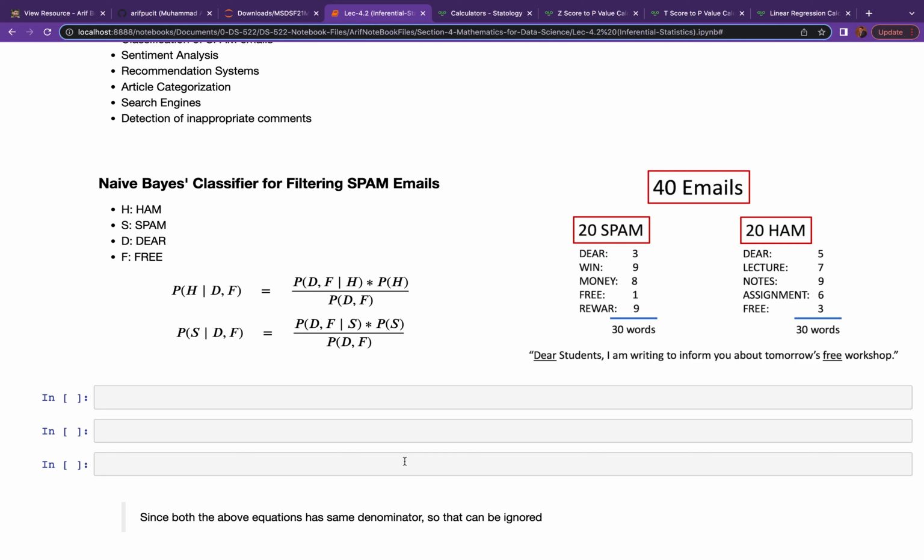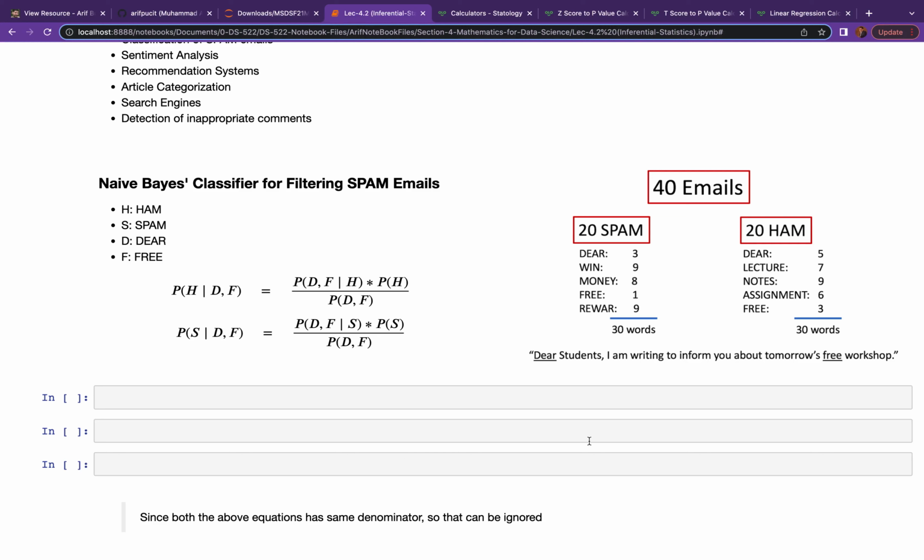Okay, so the baseline of this algorithm is that there are certain words that mostly come in the spam emails, like the words win, money, free, and so on. And at the same time, in our regular emails or ham emails, you will mostly find words related to your work and interest. And if you are a student, there would be words like lecture, notes, assignments, and so on in your emails.